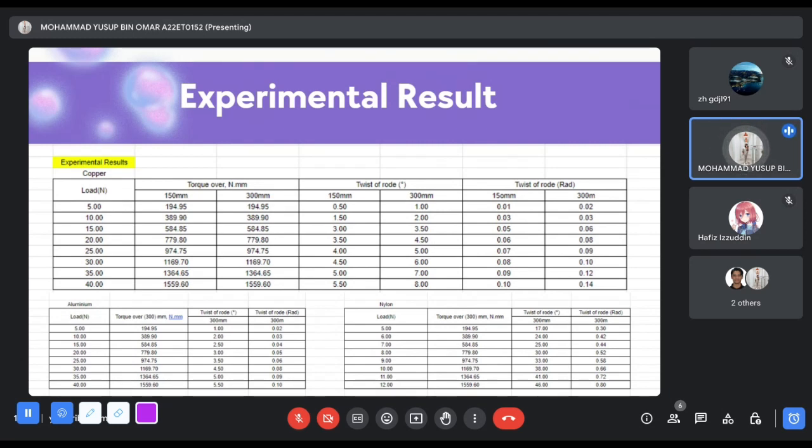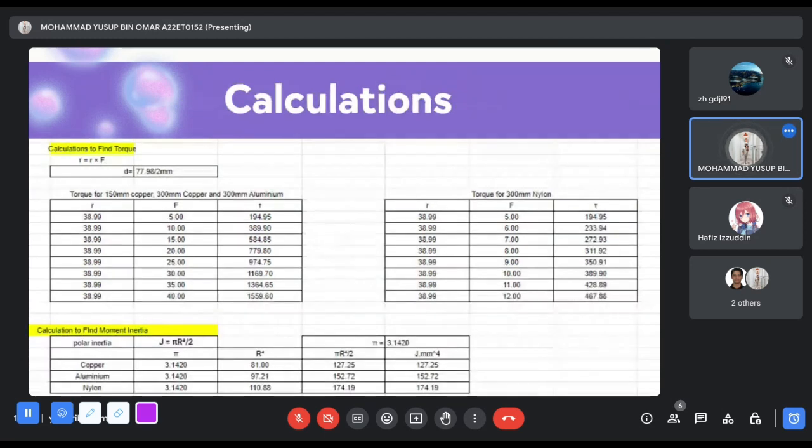And last, we have nylon. Only for nylon we have a different load, which is 5 Newton until 12 Newton, and we have the twist of rod in degree, then twist of rod in radian. So this is the calculation to find the torque.